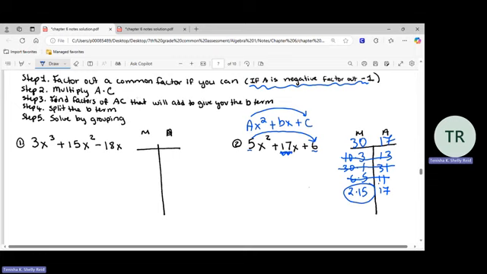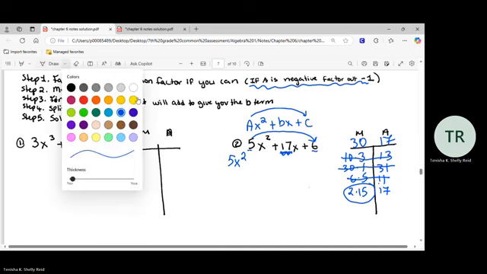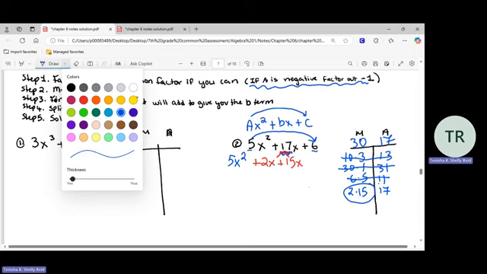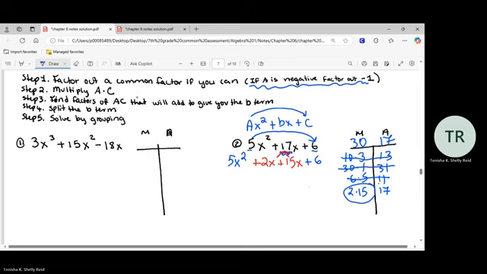Now that I know the combination, I'm going to split the middle term. The first term is still 5x squared. That middle term, 17x, I'm going to split into 2x and 15x, and it doesn't matter which one comes first. Then that last term is plus 6. So I'm taking the middle term and splitting it: 17x becomes 2x and 15x.